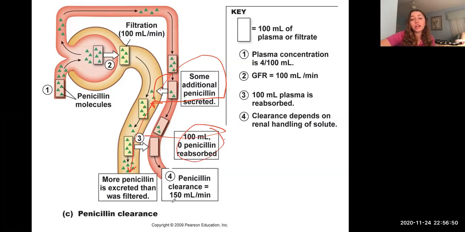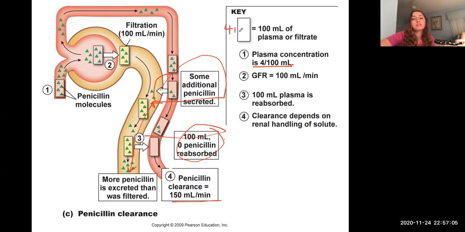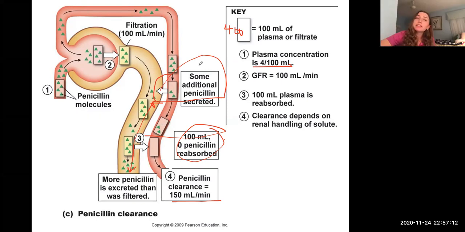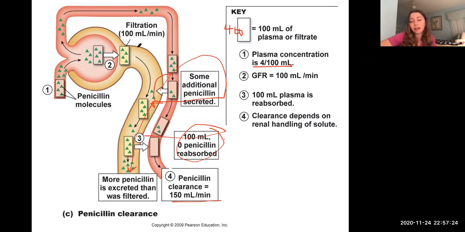So our clearance, I don't understand why it's this much, but apparently the plasma concentration at 100, whatever. It's weird, it should be like... That's weird. So maybe it's like 400. Yeah, maybe it's more. That's what I think. And then 100 went into, I don't know, maybe the cells are secreting some of the penicillin too. Yeah, they are, I don't know. Whatever. I'm not gonna ask about this, so I don't care.